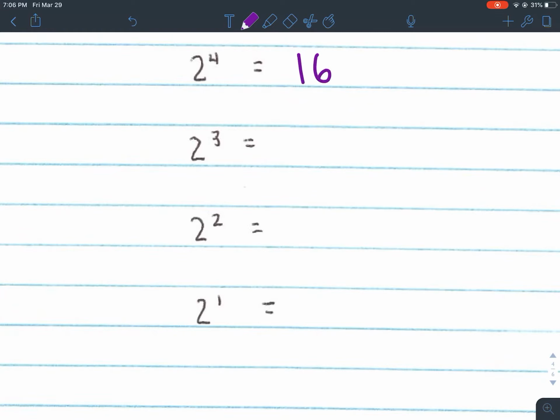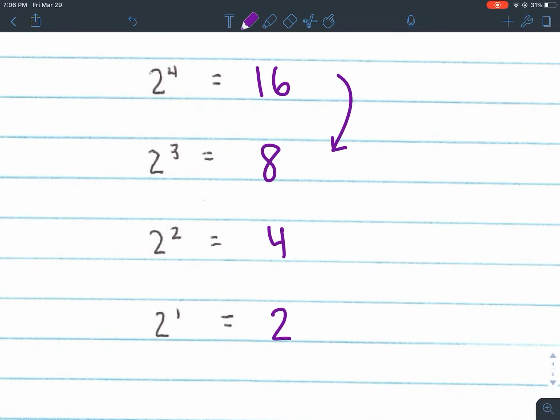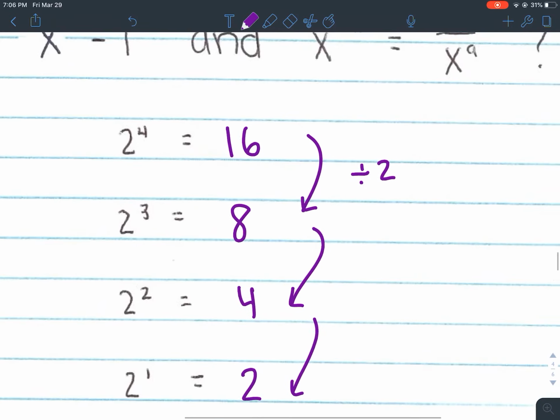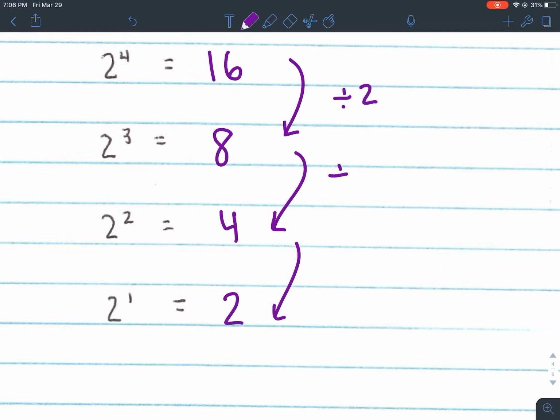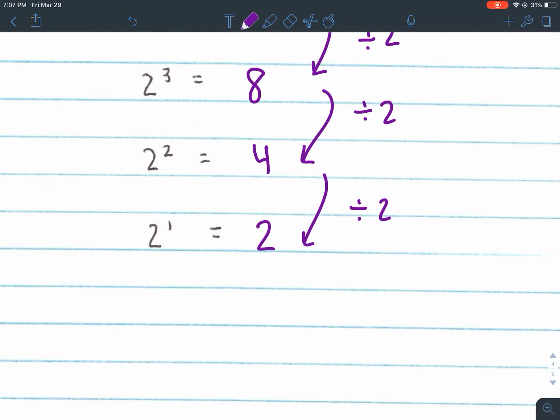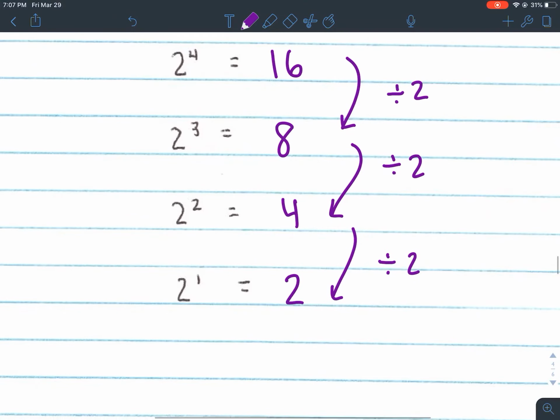2 to the 4th is 16. 2 times 2 times 2 times 2. 2 to the cubed is 8. 2 squared is 4. And 2 to the 1st is 2. Now, what's happening as I'm going down? I'm dividing by 2. You're dividing by that base. So if it was 3 to the power of something, you're dividing by 3 each time. So let's test it. So I'm going 4, 3, 2, 1.